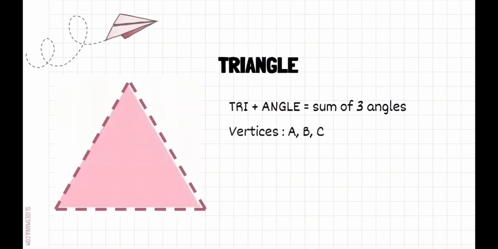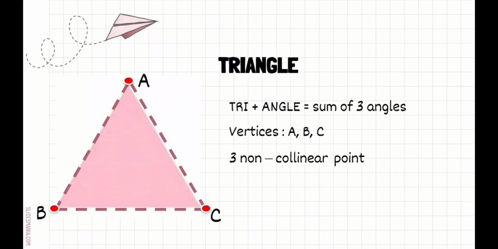A triangle has 3 vertices. These are the 3 vertices A, B, and C, where 3 lines join or cross each other. The 3 points are always non-collinear points, that means the 3 points are not in the same line. And a triangle has 3 sides. Look at this: AB, BC, and CA are the sides. When a line segment joins these vertices, they are called sides.